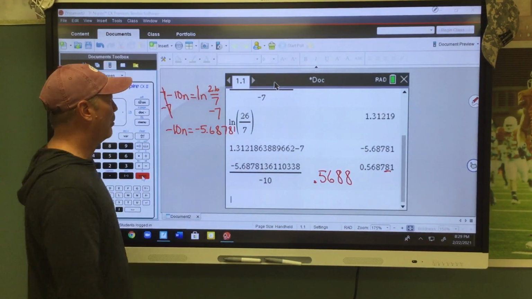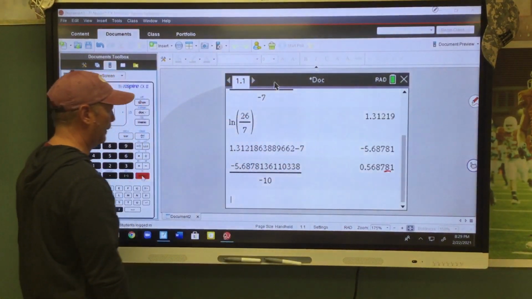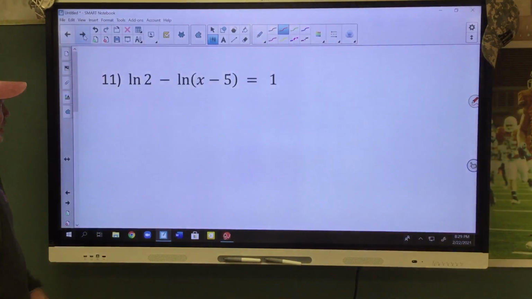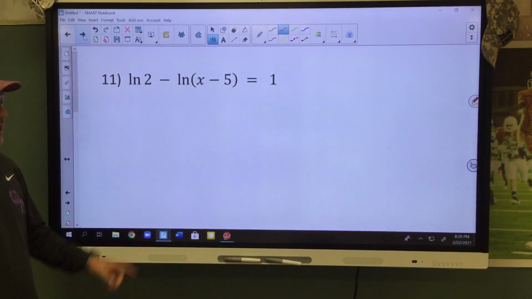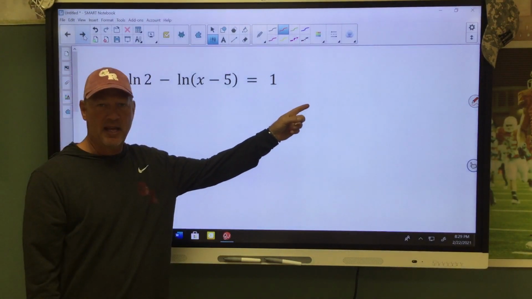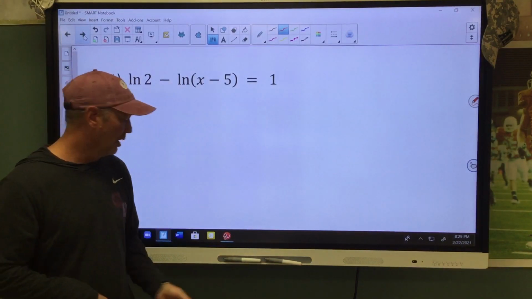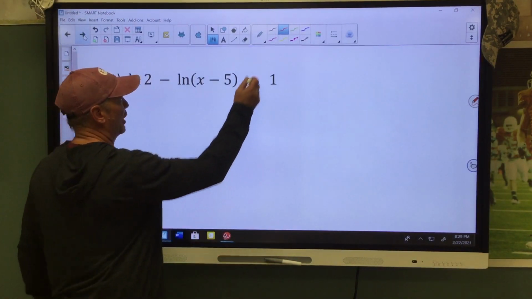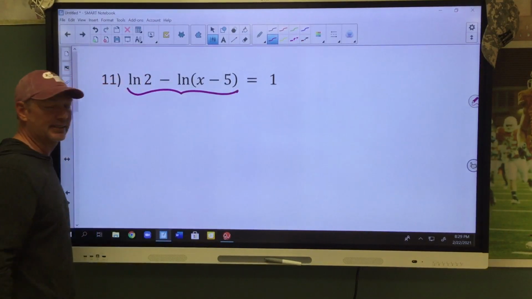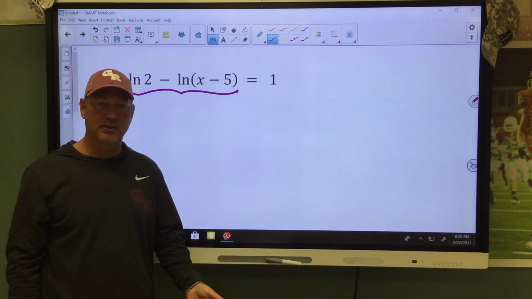Okay, let's do some more problems. A little bit different situation now on the next problem though, okay? On the next problem, the natural log, this guy does not have a natural log. If you remember when we did problems like that with just regular logs, what we ask you to do in this situation is we ask you to condense, and then solve this, okay?